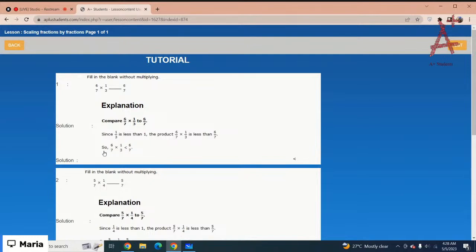So you have to compare 6 by 7 times 1 by 3 to 6 over 7. So we know that 1 by 3 is less than 1. Got it? That means the product of 6 by 7 times 1 by 3 is less than 6 over 7. Got it? Because 1 over 3 is less than 1.